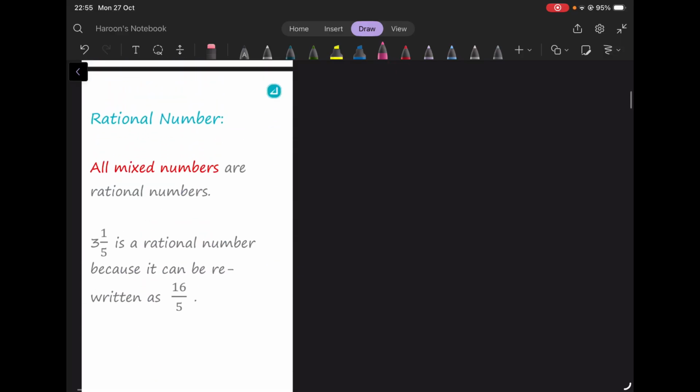All mixed numbers. So anything in this form, let's say 3 whole, 1 over 5. How do we convert them into regular fractions? Basically, we multiply these two and then we add this to get the numerator. Denominator remains the same. So denominator would remain 5. 3 times 5 would be 15 plus 1, 16. 16 divided by 5. So you can see mixed numbers can be written in this form.